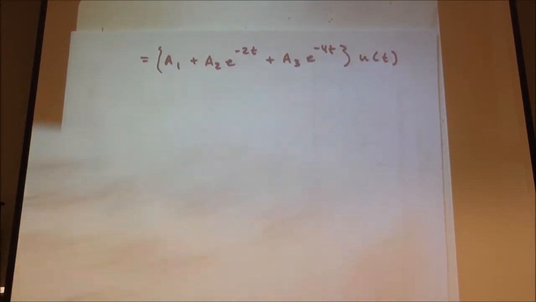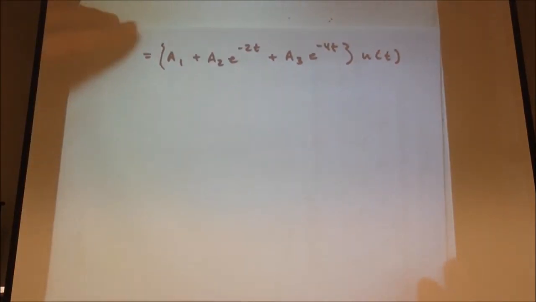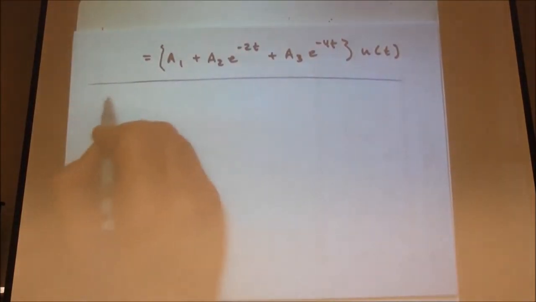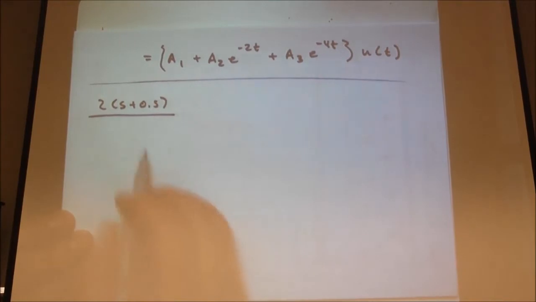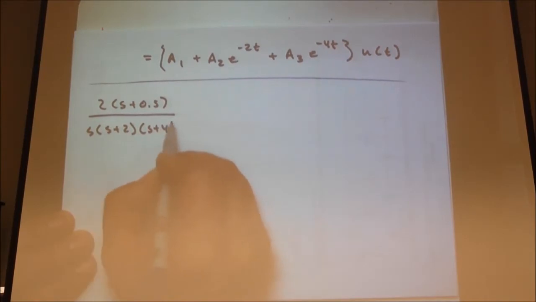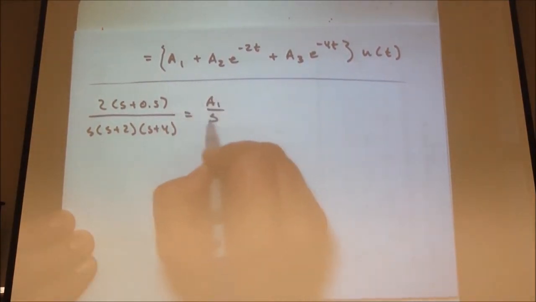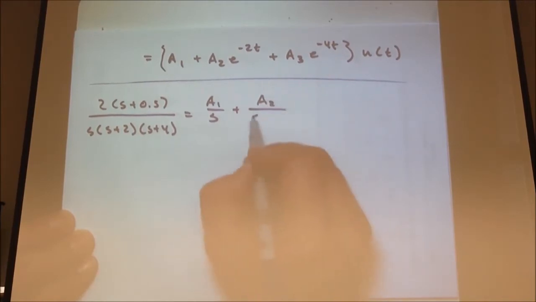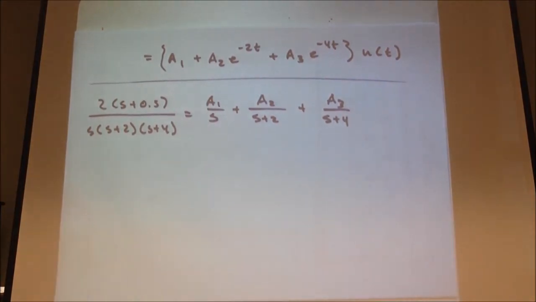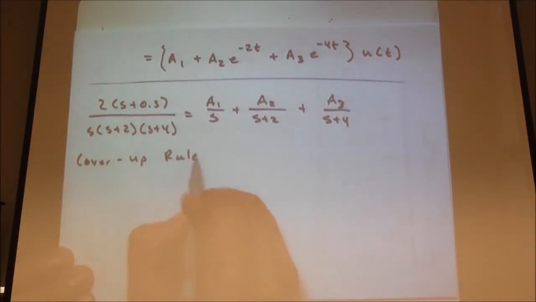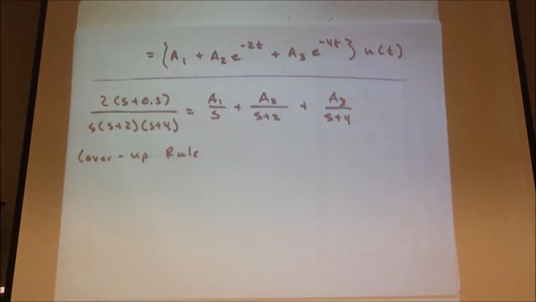So how do we find the A1, A2, and A3? Well, to back up a step, we had S plus 0.5 over S times S plus 2, S plus 4 equals A1 over S and so on. So this is the same thing we've written down already. And so how do we find A1, A2, and A3? We use something called the cover-up rule. Kind of a silly name, but loosely applies.